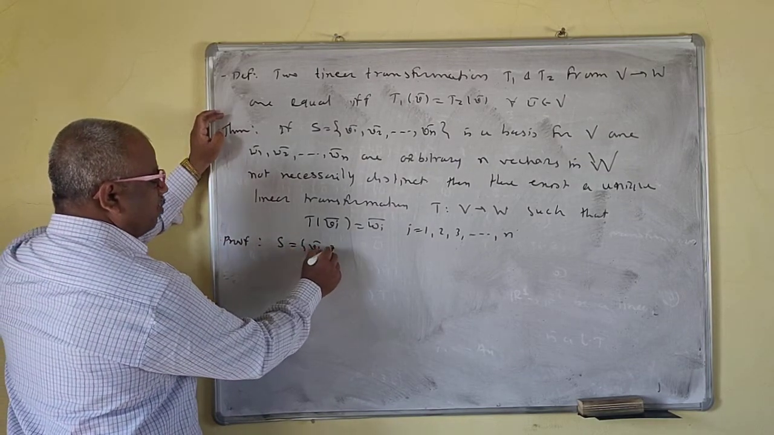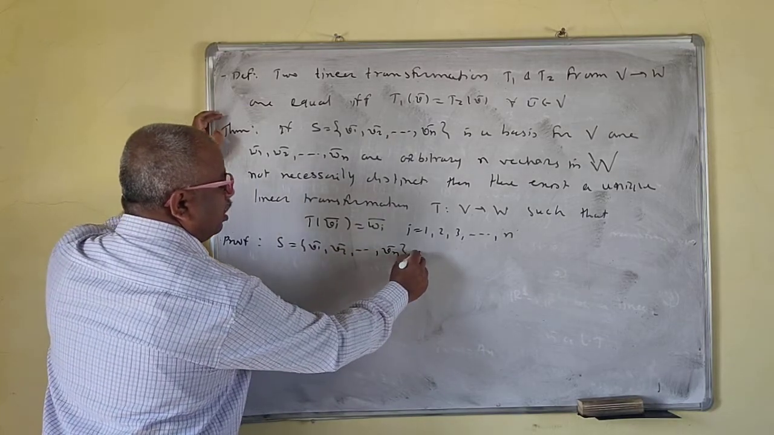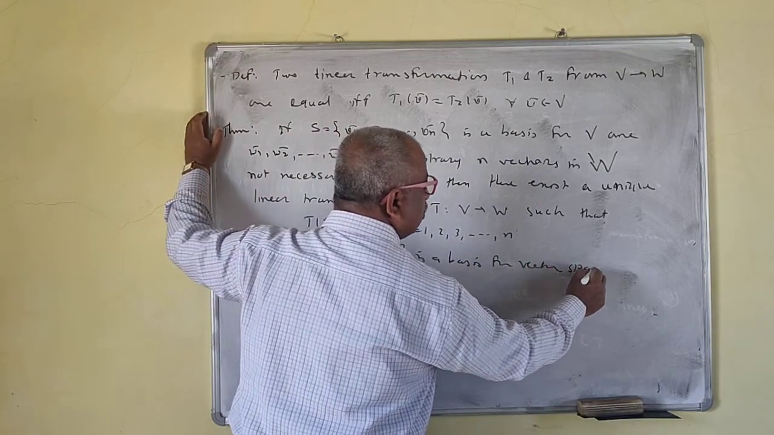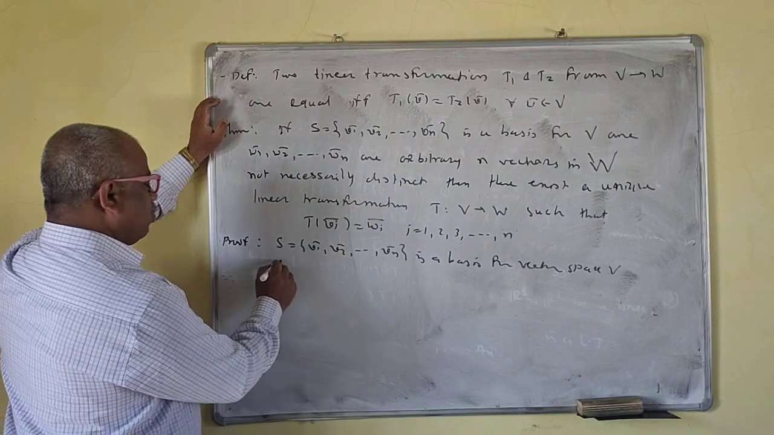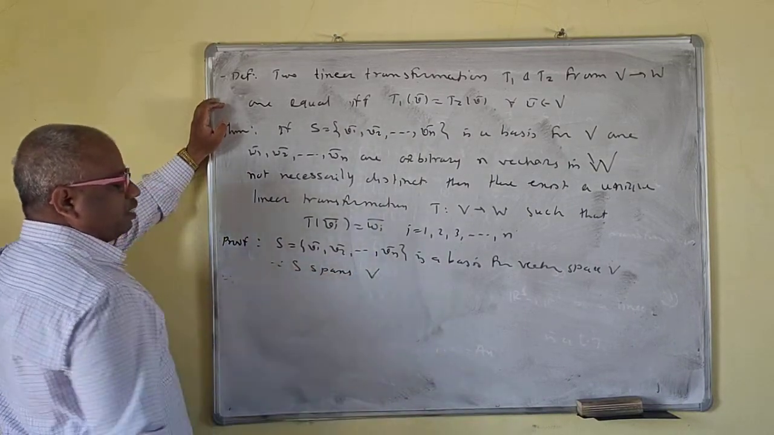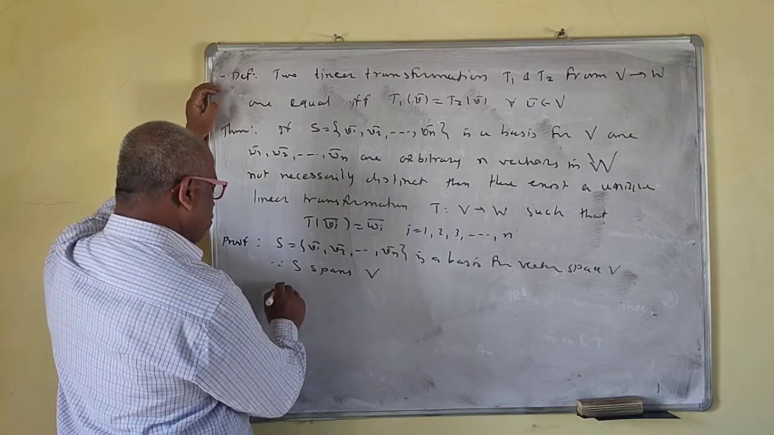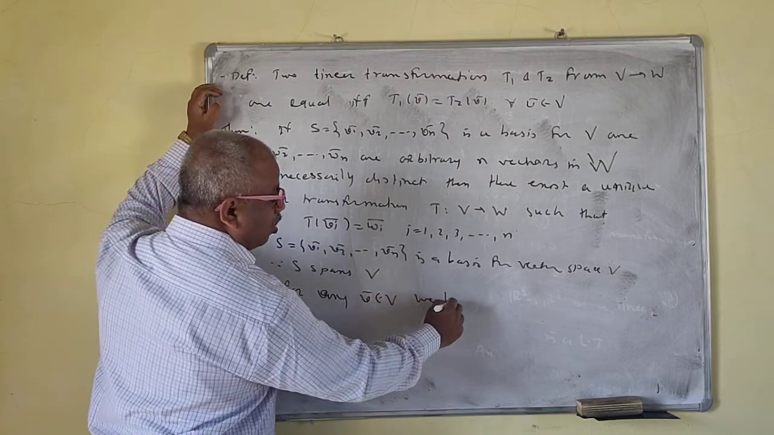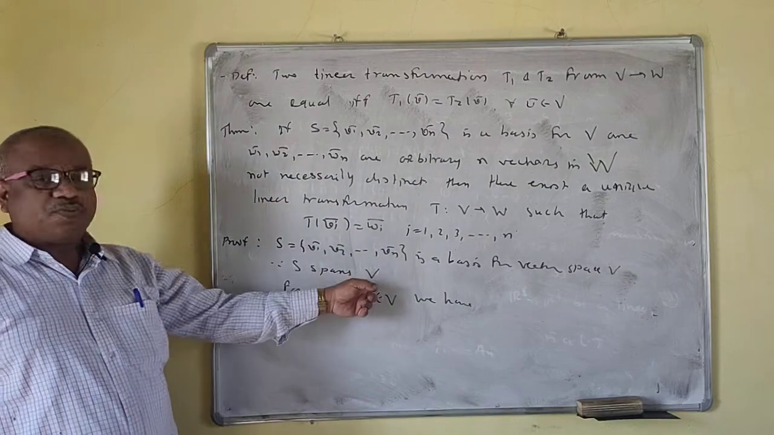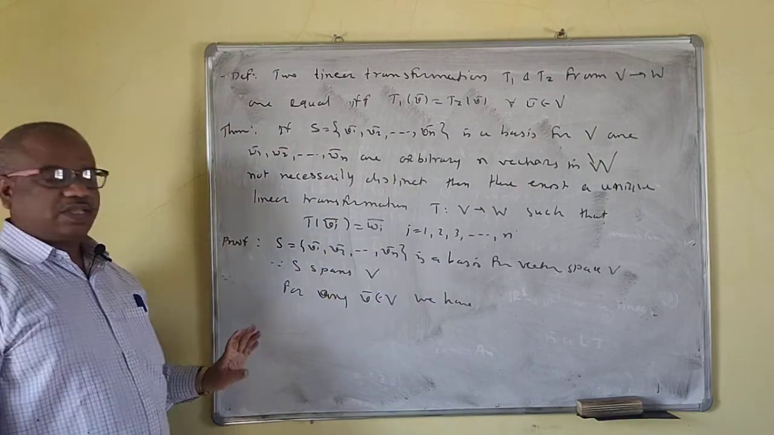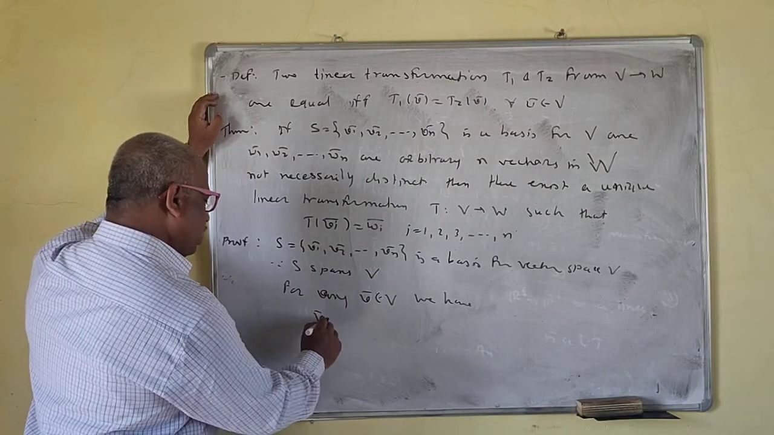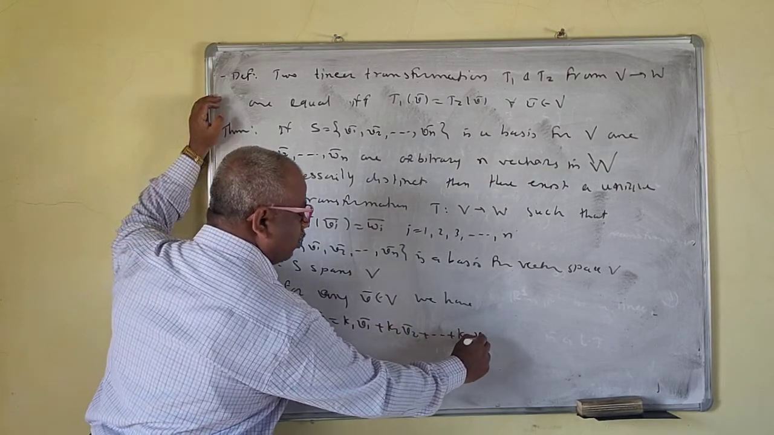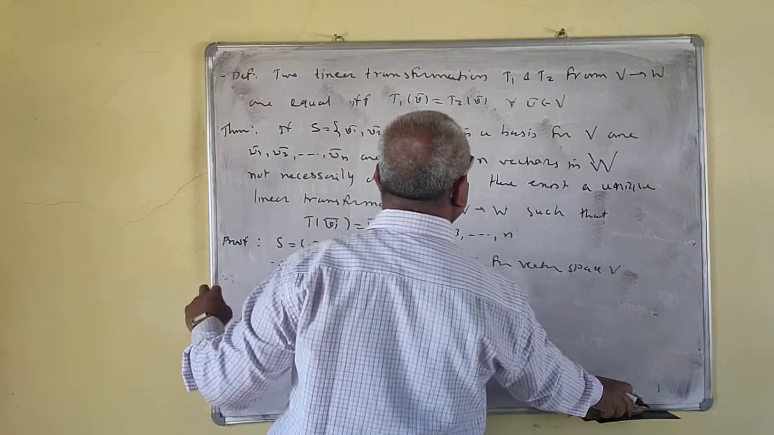S is equal to V1 bar, V2 bar, ..., Vn bar, a basis for the vector space V. Therefore S spans V. For any V bar belonging to V, S spans V means every vector of V is expressed as a linear combination of the vectors in S. So we have V bar is equal to K1 V1 bar plus K2 V2 bar plus ... Kn Vn bar.